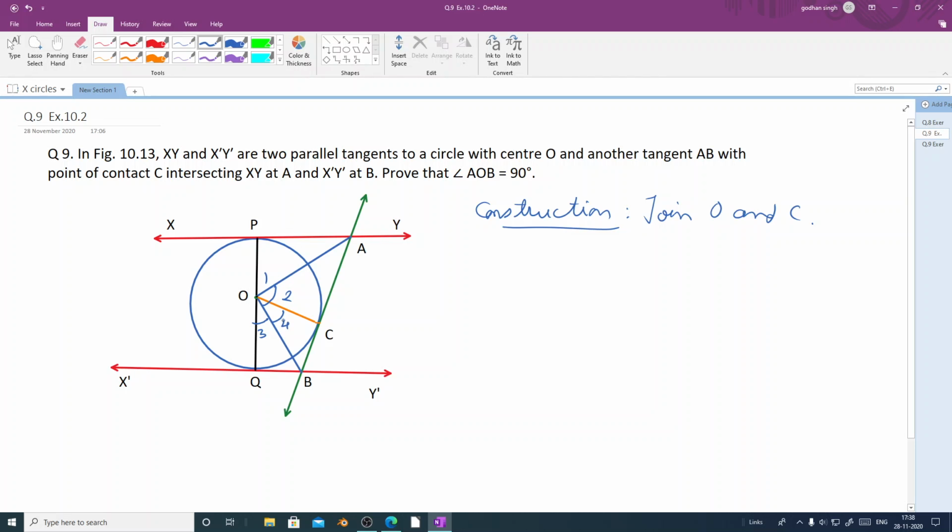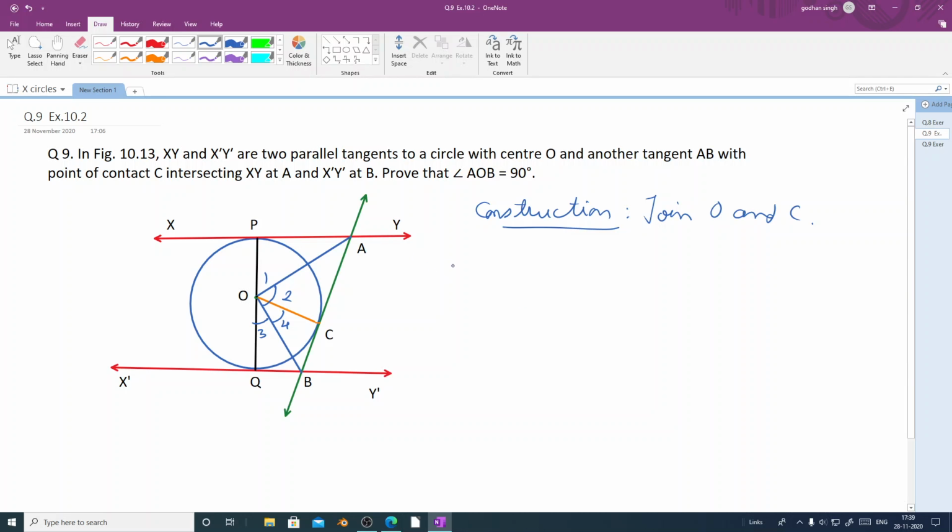Angle 1 plus angle 2 plus angle 3 plus angle 4 will be 180 degrees, because PQ is a straight line. And we can replace angle 1 with angle 2, and angle 3 we can replace with angle 4. So in place of angle 1 plus angle 2 plus angle 4 plus angle 3, we will get 2 angle 2 plus 2 angle 4 equal to 180 degrees, and that will give us angle 2 plus angle 4 is 90 degrees, and that is what we require, that is angle AOB is 90 degrees.